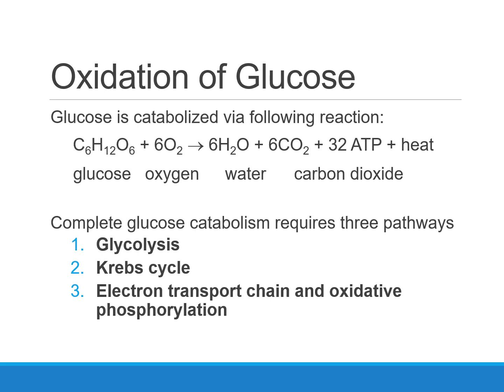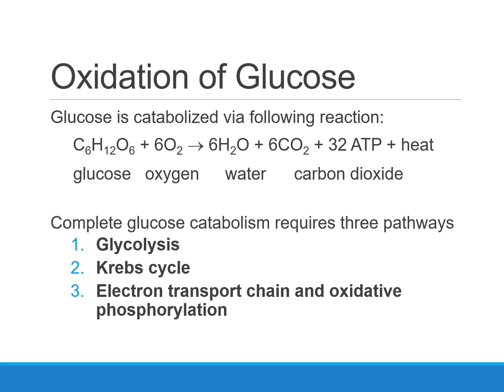Glucose is catabolized via the following reaction. So here is one of the few places that I make you really and truly, you do have to know a reaction. So let's talk about this reaction. So you got to memorize this. So glucose molecule is C6H12O6 plus 6 oxygens are going to produce 6 water, H2O, plus 6 carbon dioxides plus 32 ATP plus heat.